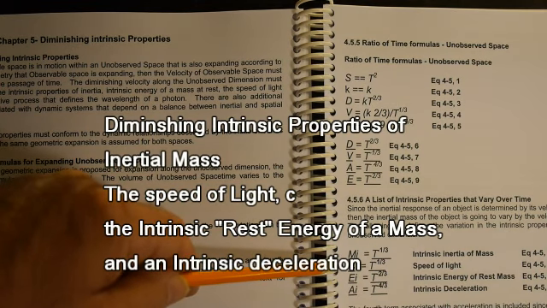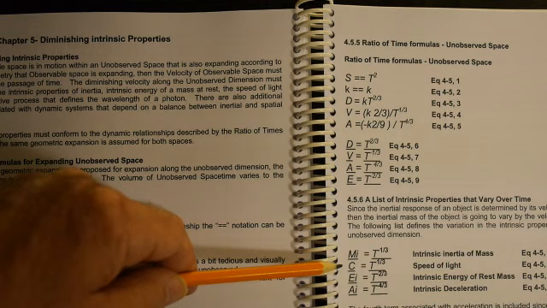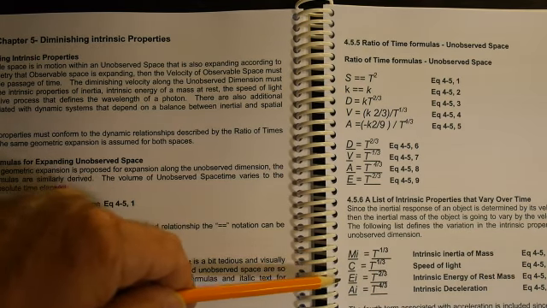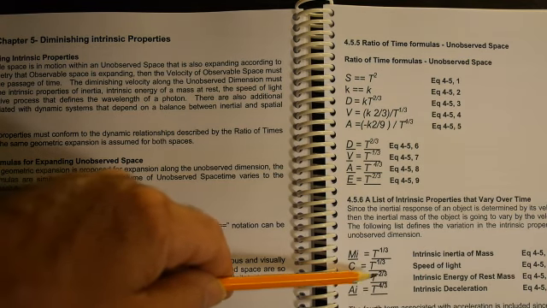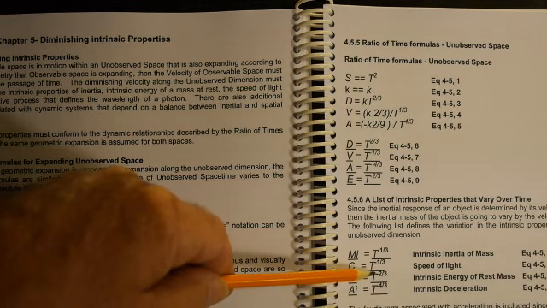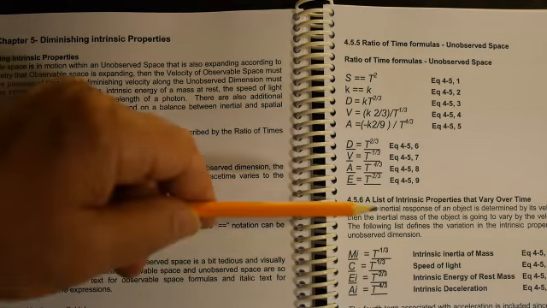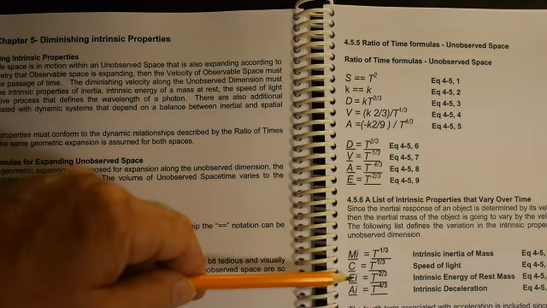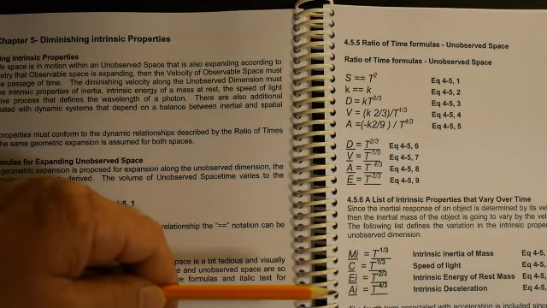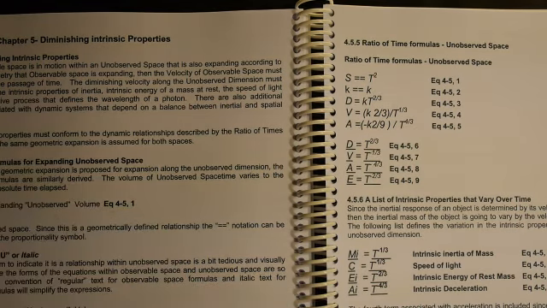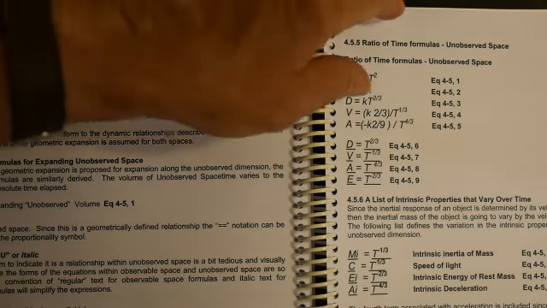So it's interesting that the speed of light is the common ground where observable space and unobserved space intersect. And then we also have the intrinsic rest energy of a mass, since this would predict it to vary along an intrinsic property associated with this velocity along the unobserved dimension. Since this is diminishing, this would change over the course of time. Similarly, since there is an accelerative field associated with diminishing your velocity along the unobserved dimension, there would be a kind of intrinsic deceleration that would vary over the course of time.